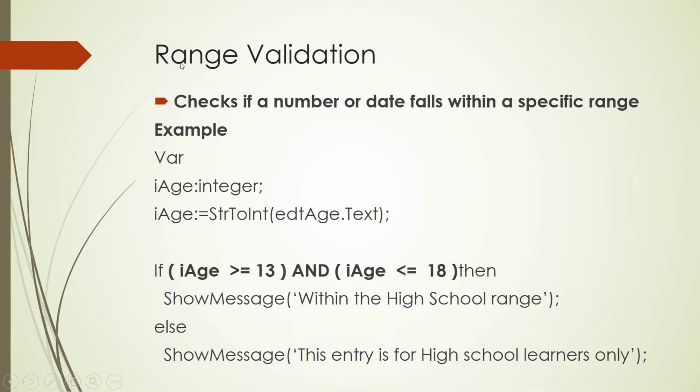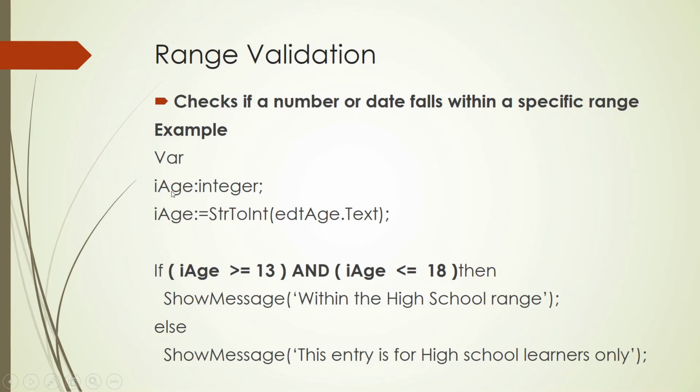The next one is range validation. Here I can check if a number or date falls within a specific range. And in this example, I want to check if an age of a student is between 13 and 18, both inclusive, and if it is within that range, I want to display within the high school range. So let's look at it.